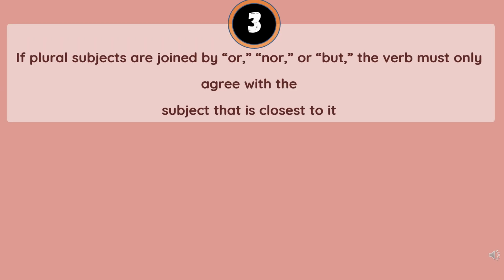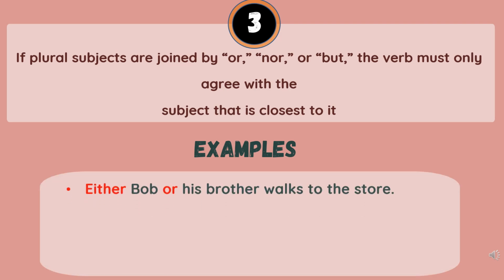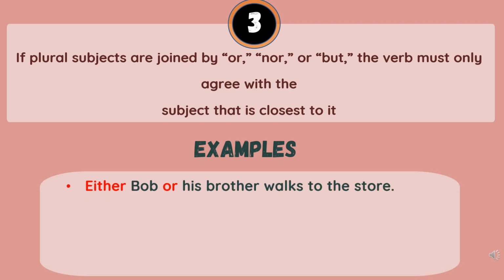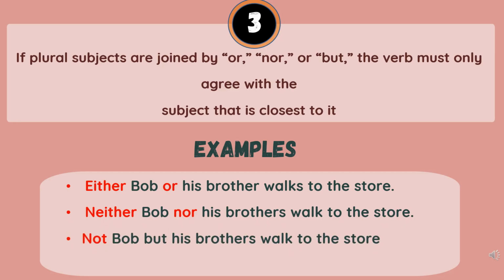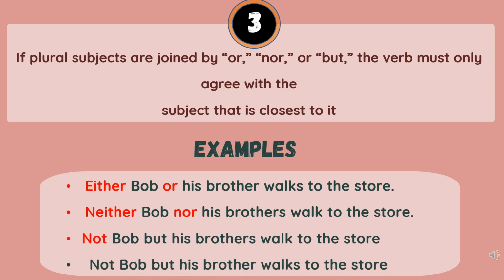Rule number 3: when subjects are connected by or, nor, or but, the verb only agrees with the subject nearest to it. Examples: Either Bob or his brother walks, singular. Neither Bob nor his brothers walk, plural. Not Bob but his brothers walk, plural. Not Bob but his brother walks, singular. Keep it in your mind: the verb is a follower, it copies whatever comes right before it.